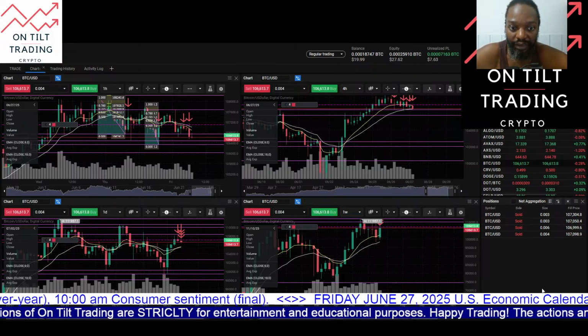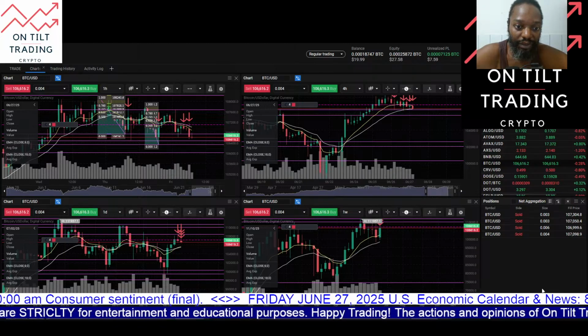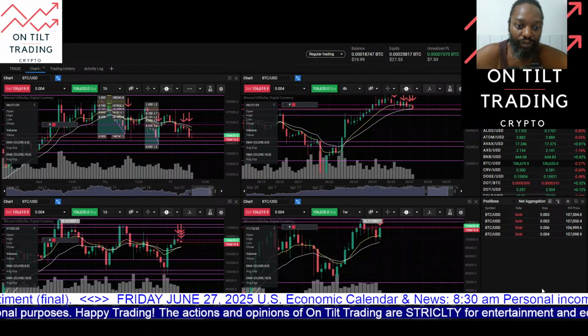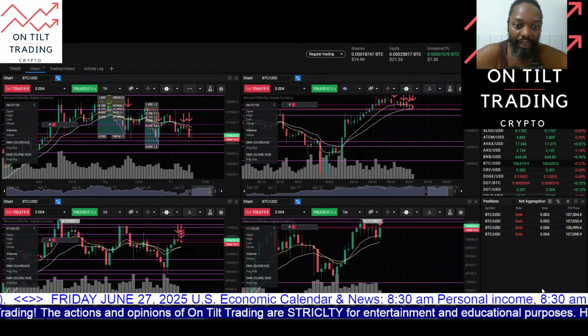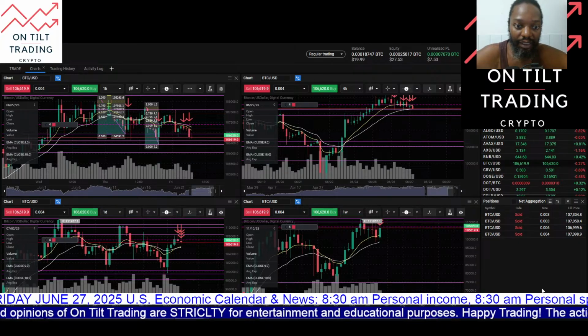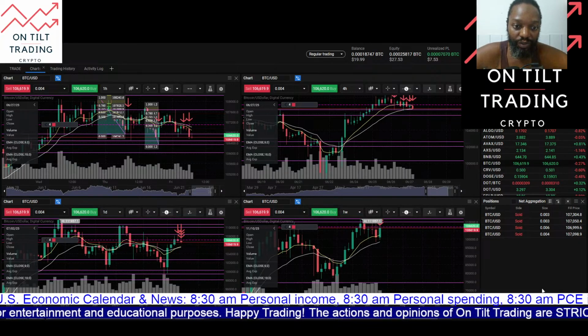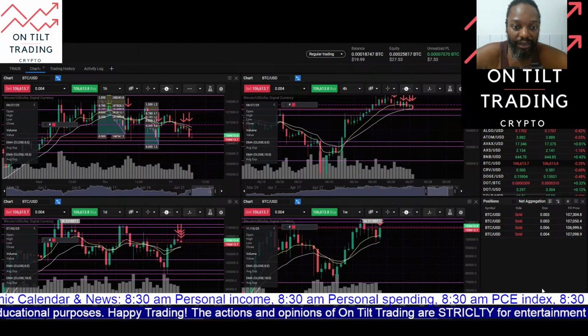Price currently being delivered to the sell side, and Bitcoin now trading near the 106,600 level. 106,619.9. So let's call it the 106,620 level currently. So trading in between 106,620 and 106,600 currently.